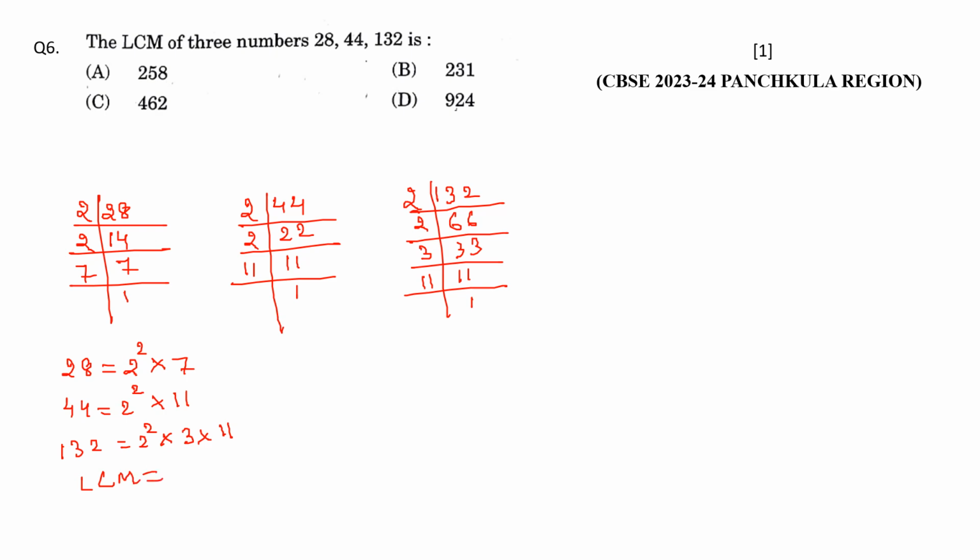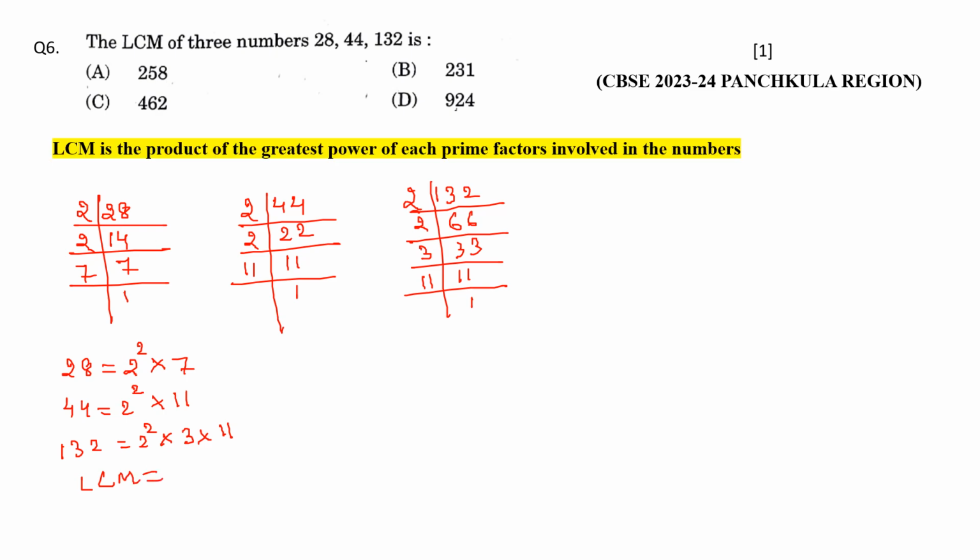So how to find the LCM? LCM is the product of the greatest power of each prime factor involved in the numbers. Okay. So first of all, let's write what are the prime factors used in the factorization of all the three numbers. So I can see 2 is there, 3 is there, 7 is there, and 11 is there. Now one by one, let's find the greatest power of each prime factor.